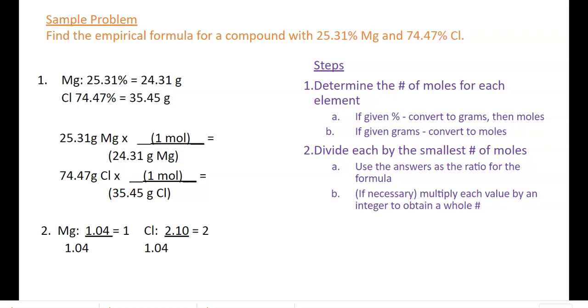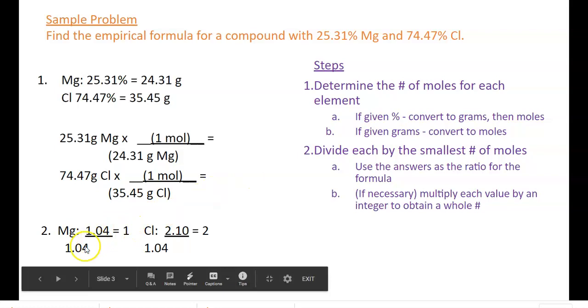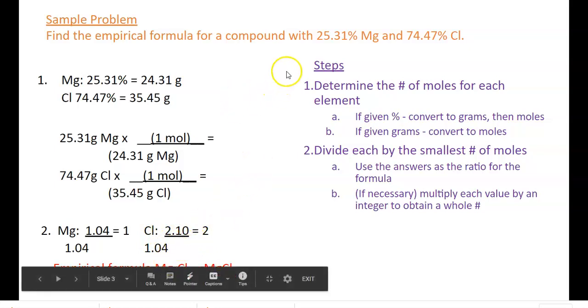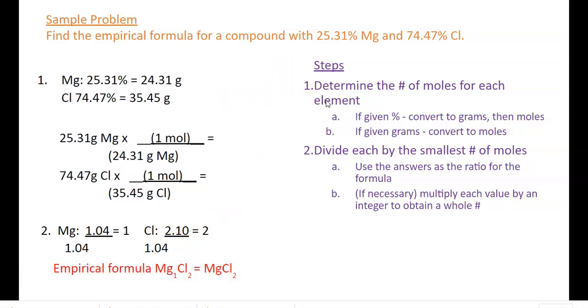So, oh, I'm sorry, I lied. You're going to divide by 1.04. I forgot that piece. I was like, that sounds weird. So 1.04 divided by 1.04 is 1. 2.10 divided by 1.04 is 2. Okay, and so magnesium chloride, magnesium's 1, okay, chlorine's 2. We also know that we don't have to write a 1 for our subscript, okay? So there's your empirical formula.